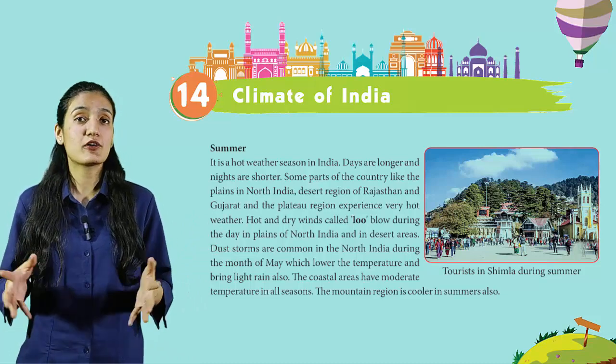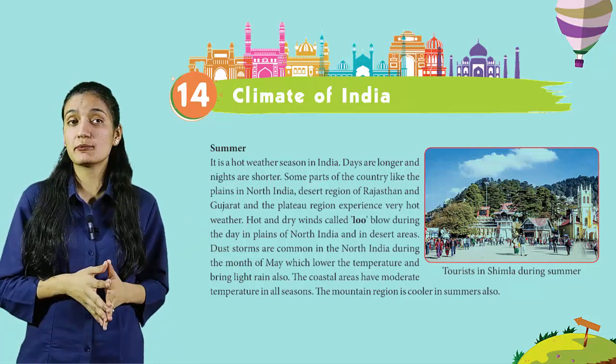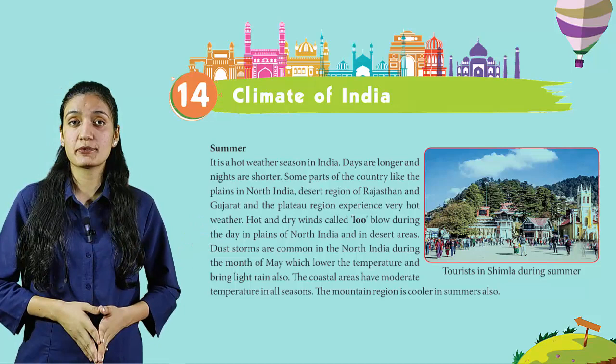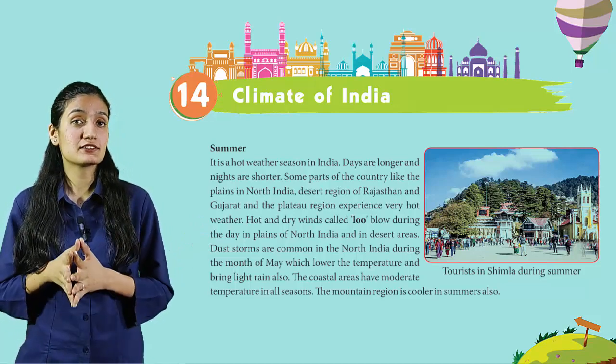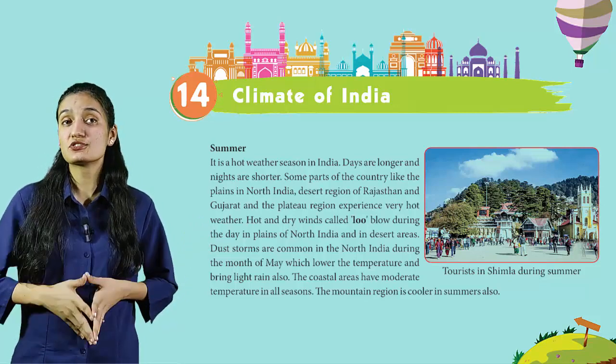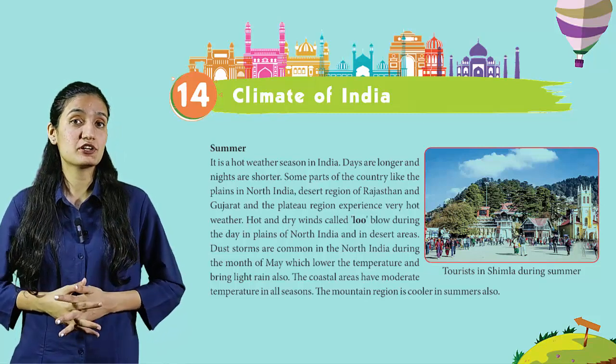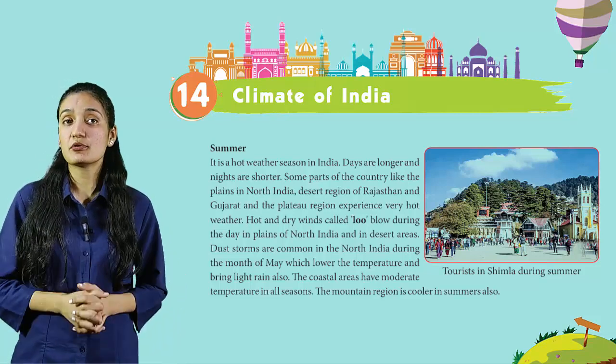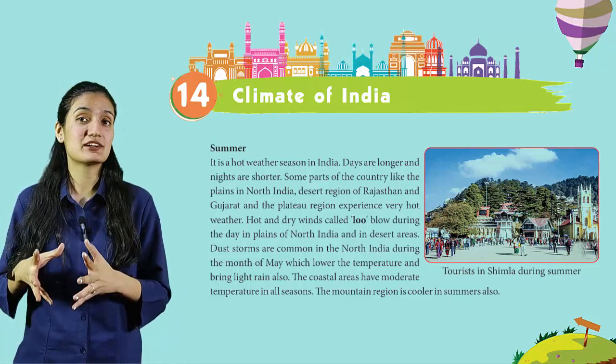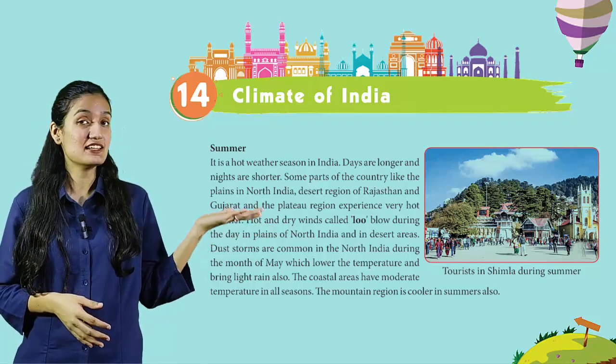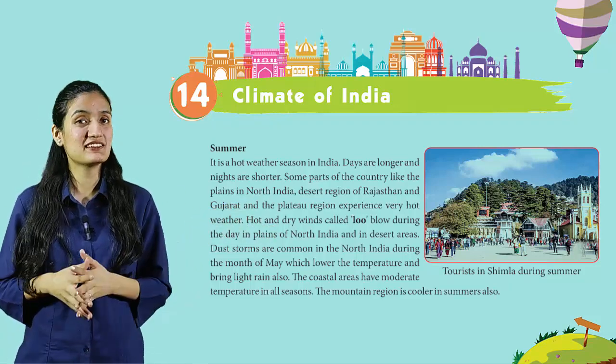Dust storms are common in North India during the month of May, which lower the temperature and bring light rain also. The coastal areas have moderate temperature in all seasons. The mountain region is cooler in summers also. Here you can see tourists in Shimla during summer.